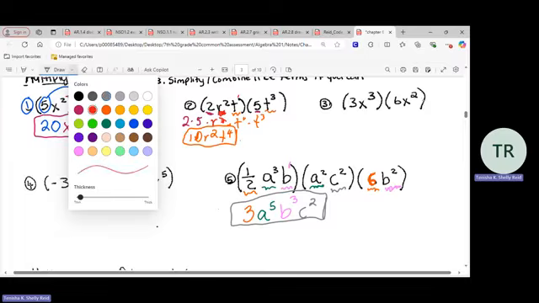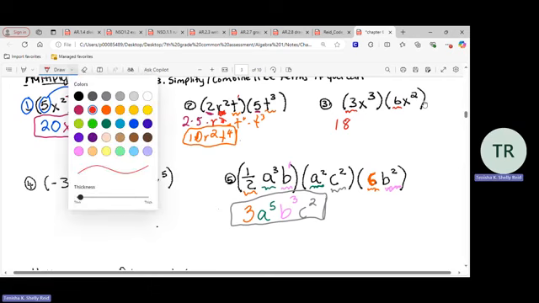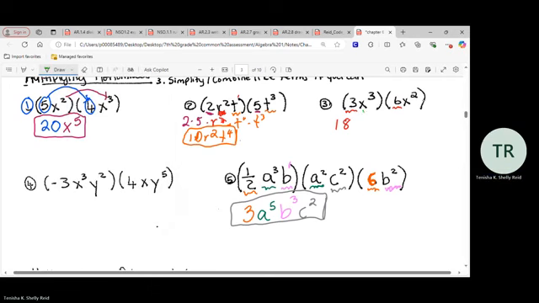All right, now that you are back, let's start again with numbers first. When we're multiplying, 3 times 6, numbers first, is going to give me 18. Then I have x to the third times x to the second. Well, this is 3 x's, and we're multiplying it by 2 more x's. Altogether, we add those exponents, we're going to have 5 of them. So 18x to the fifth power.